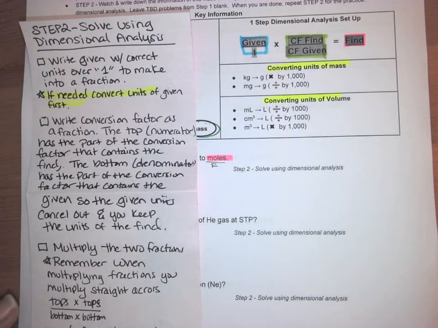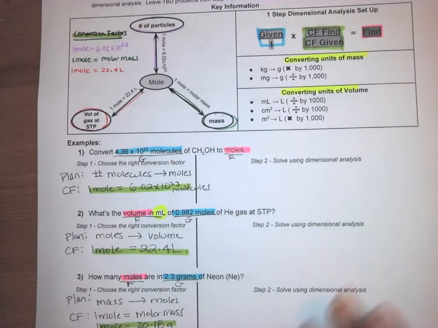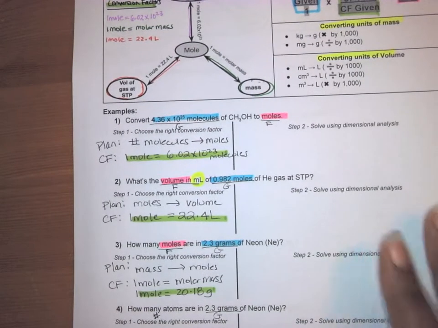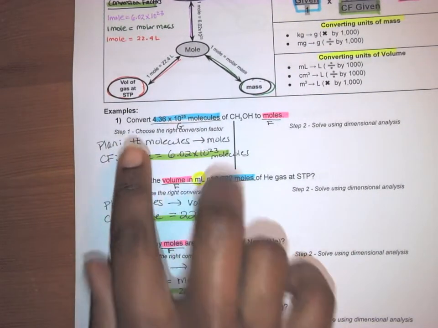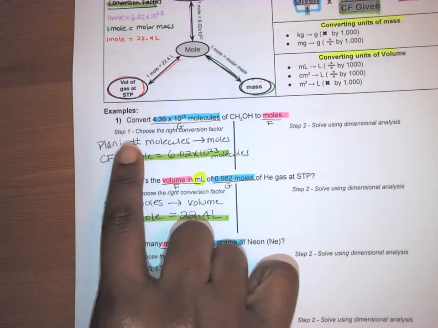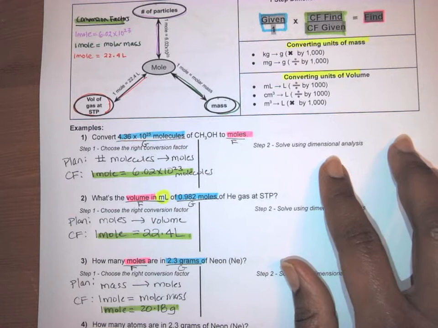All right, hi, and welcome back to Unit 6, Day 6, one-step mole conversions. This is Part 1, example problems from Part 1. Now, in the previous video, we covered Step 1 of these one-step mole conversions. Remember, there are two steps. The first step is choosing the right conversion factor, and then the second step is solving using dimensional analysis.